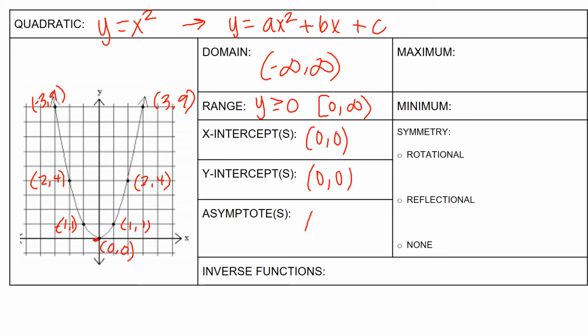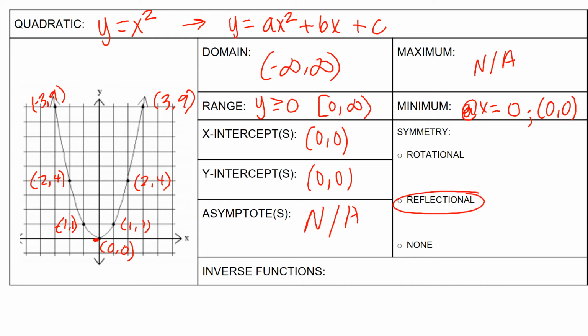If my x-intercept is at the origin, automatically my y-intercept is at the origin. Asymptotes still do not apply. The parent function does not have a maximum, but the parent function does have a minimum. It does have a minimum at x equals 0, or at the origin, 0, 0, right? Type of symmetry, rotational, reflectional, or none? It is reflectional.